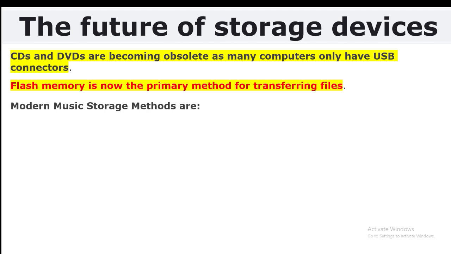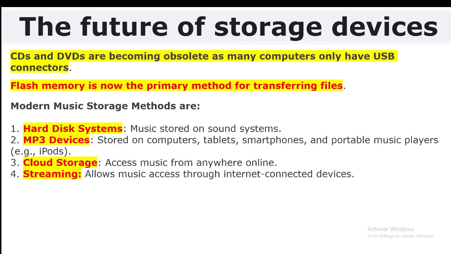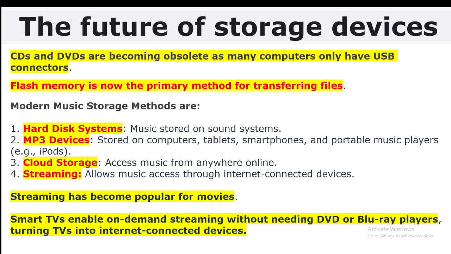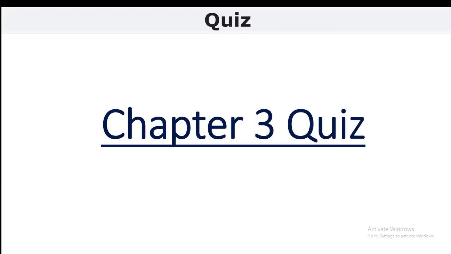Okay, and when it comes to listening to music, a lot of people prefer to have the music saved on their hard disk drive or MP3 devices, or they want to play straight from the cloud or using streaming sites. Most smart TVs enable people to stream videos without the need for DVD or Blu-ray players. All they need is the internet, and once they connect to the internet, they are able to play or watch any movie they want. All right, so that brings us to the end of chapter 3.